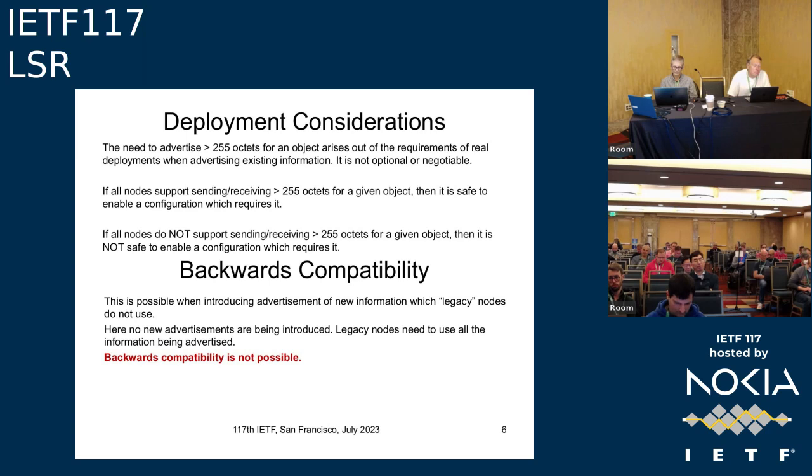But in this case, we are not introducing any new information. We simply have so much information in the existing TLVs and sub-TLVs that we've already defined that they add up to more than 255 bytes per object. There's no way to introduce this and remain backwards compatible, because the nodes that don't understand or don't support MP-TLV for that TLV still need to access the information that you're advertising. So I'd love to be able to put forth a proposal that allows backwards compatibility, but it's logically not possible in this case. Next slide, please.